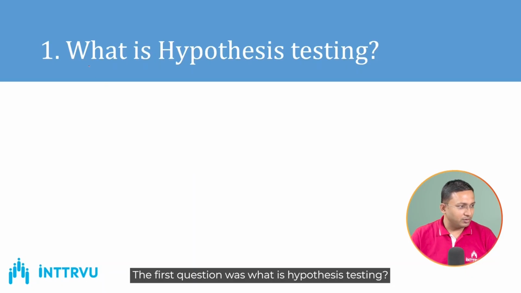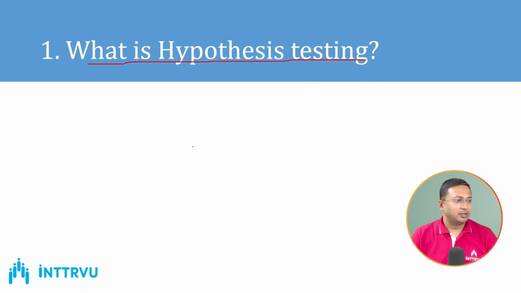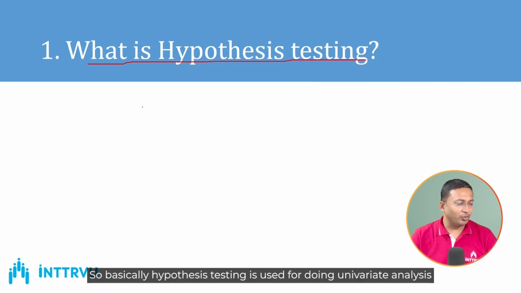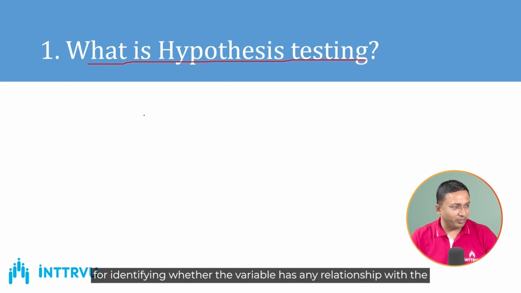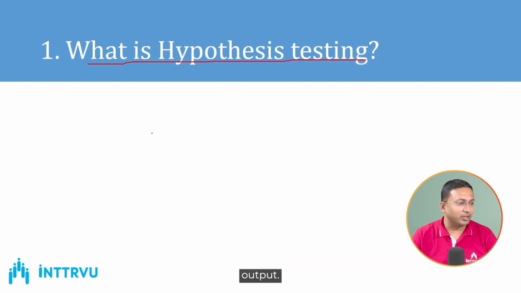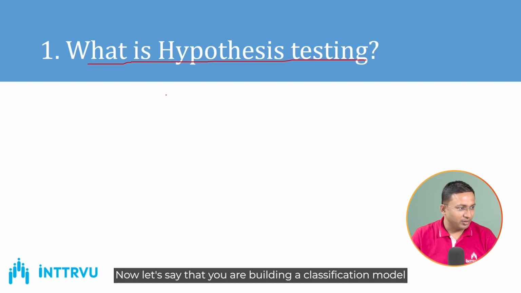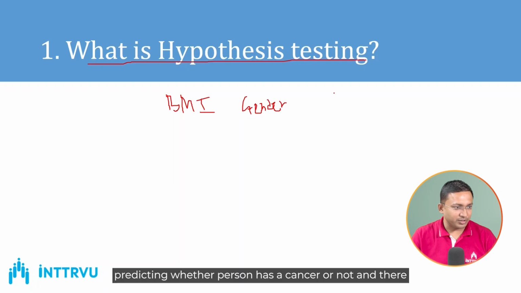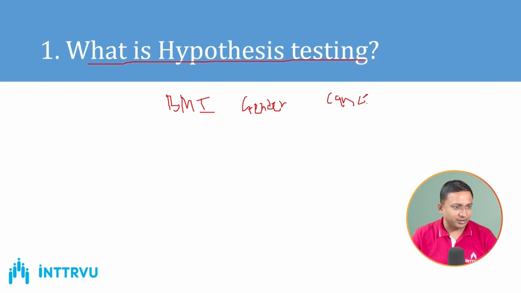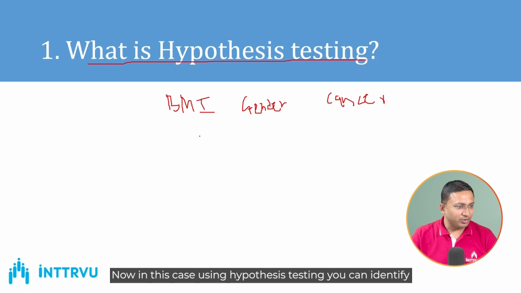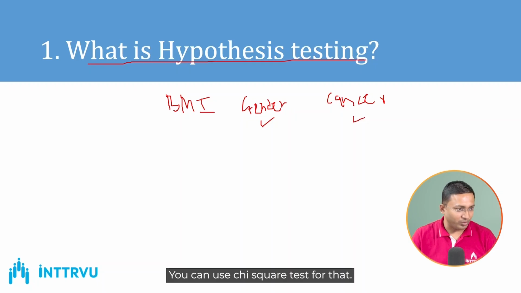The first question was, what is hypothesis testing? So basically, hypothesis testing is used for doing univariate analysis, for identifying whether a variable has any relationship with the output. Now let's say that you are building a classification model and you have features like body mass index, and then let's say you have features like gender, and you are predicting whether a person has cancer or not, and there are several other features. In this case, using hypothesis testing, you can identify whether gender has a relationship with cancer. You can use the chi-square test for that.